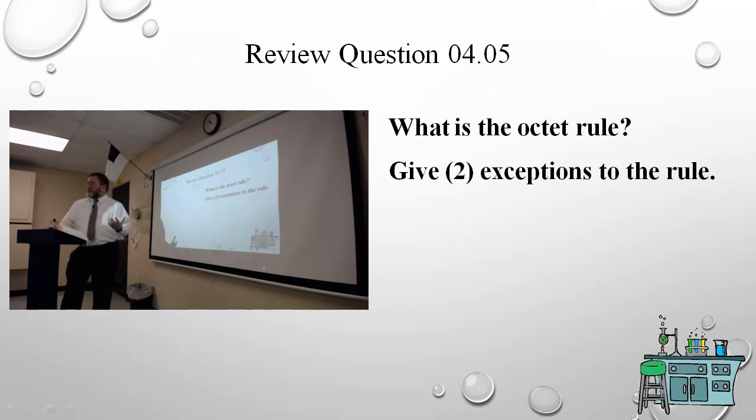Why are they the exceptions? Because they are trying to go to 2, not 8. Everybody else strives to go to 8. They're trying to fill the 1s positions, 1s1, 1s2. That's where they want to stay. Everybody else wants to fill the s and p orbitals in their energy level. Okay?